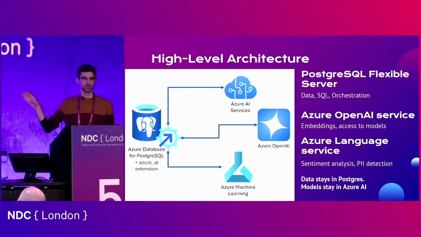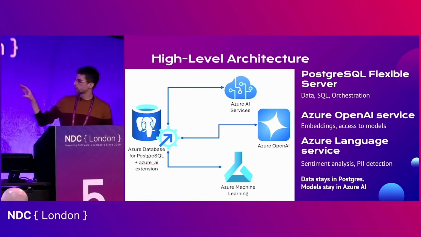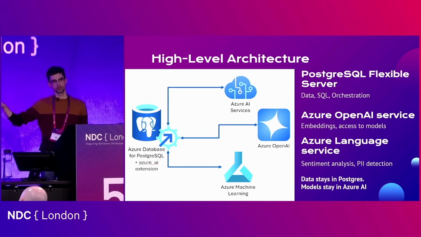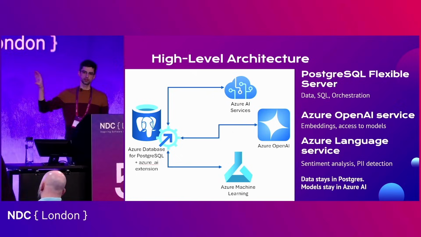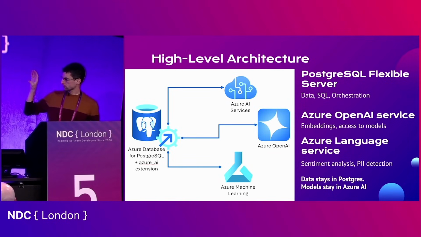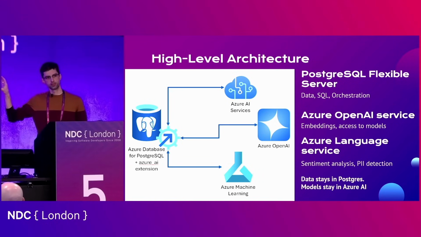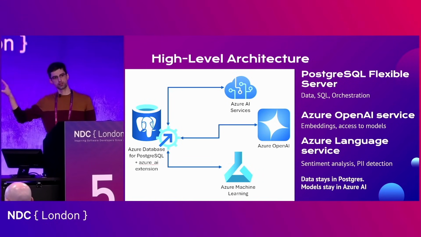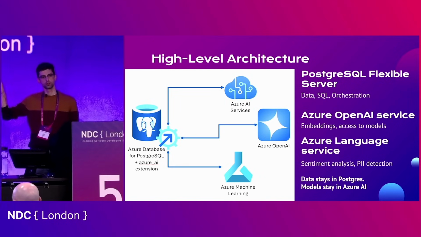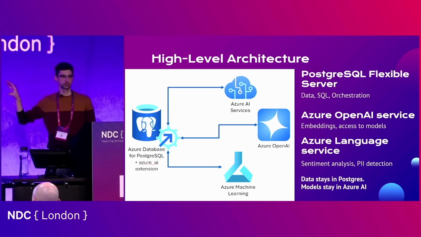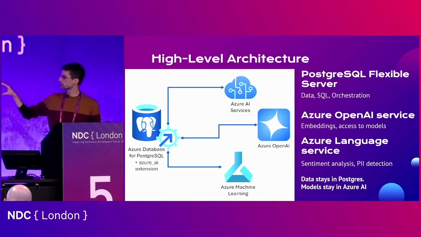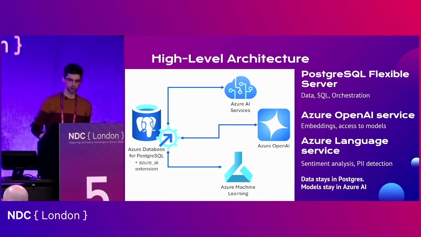So the high-level architecture, as you can see, is PostgreSQL on Microsoft Azure, plus the Azure AI extension. The data lives there, and Azure OpenAI has models and vector embeddings, and Azure AI services has various services for doing data analysis, and we can call all these services directly from the Postgres database.